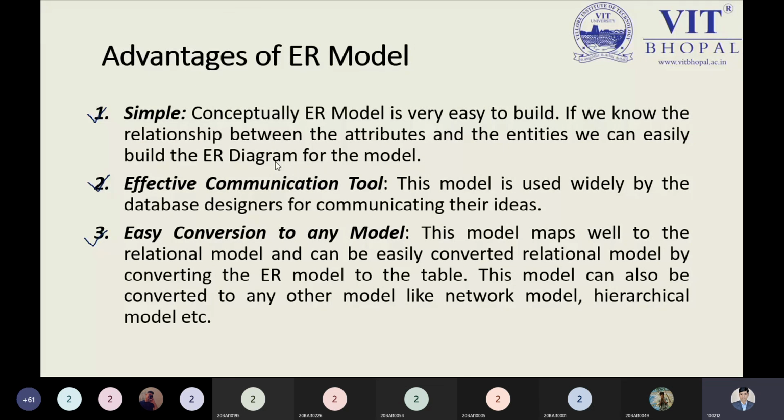And easy conversion. We can transform this ER model into a relational database or any other model. We have the graphical information, by which you can transform it into any form. Yes, of course, it is possible. Like transforming your flowchart into an algorithm or any other logic. But it also has some drawbacks.